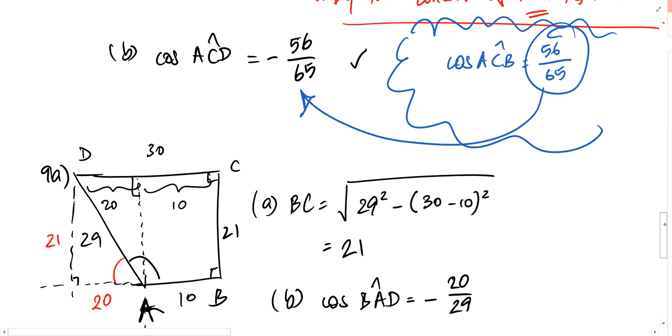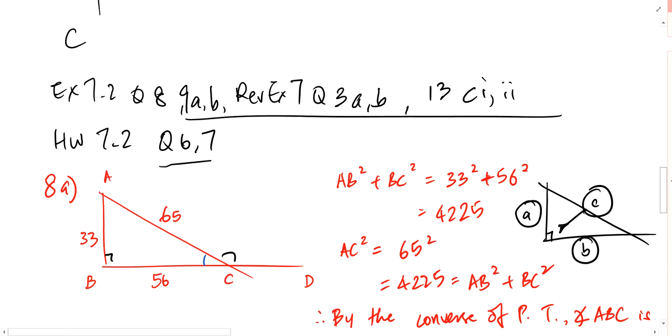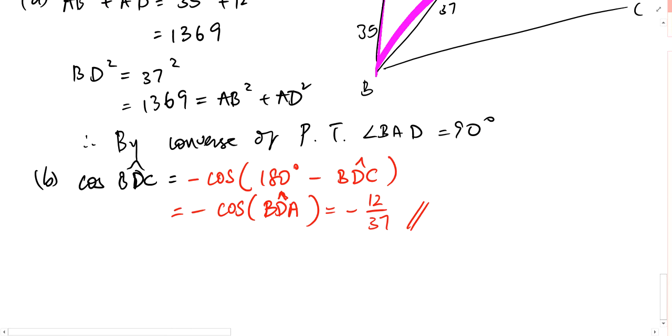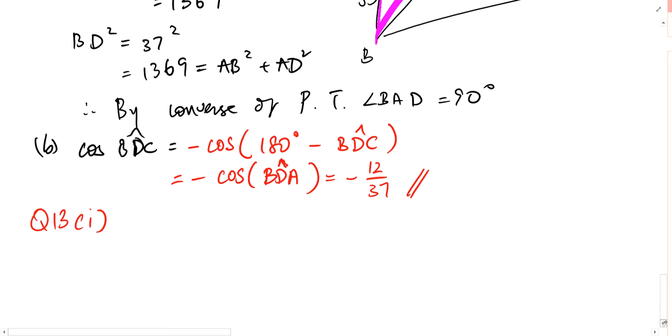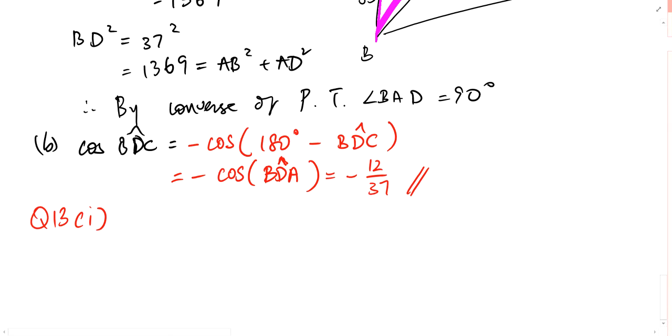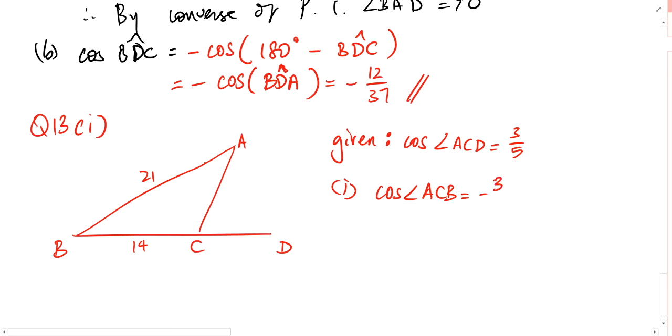Okay, then I believe there's one more question. 13C, part 1, part 2. Okay, please try 13C right now. Negative 3 over 5. Because the question already gave us that cosine ACD is 3 over 5. ACD and angle ACB, they form a straight line. Therefore, the cosine value of this angle must be negative of the previous cosine value. Okay? Look at the question and write down the answer. That's it. So you must be able to recognize that. So next one, part 2.